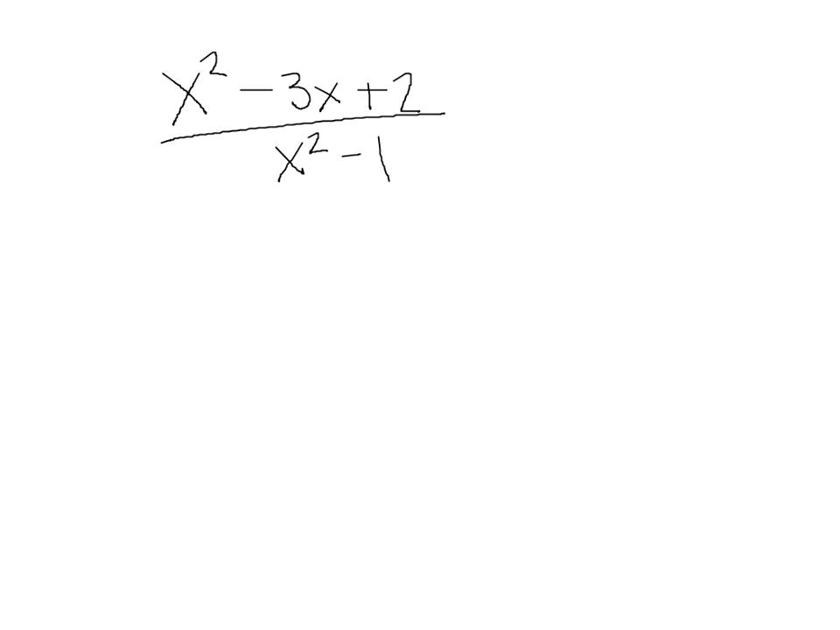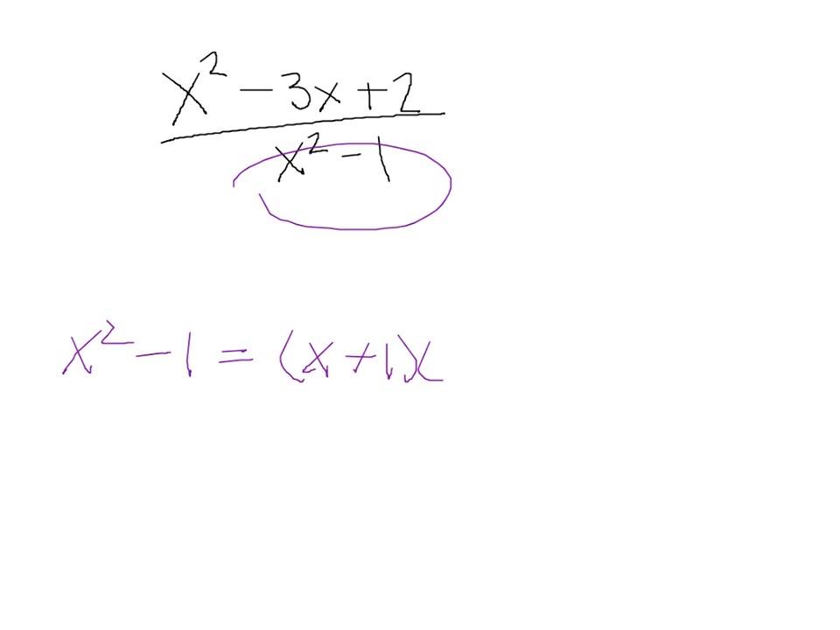All right, same thing here. I look at the denominator. It's a difference of squares. So I get x plus 1 and x minus 1. So x cannot be 1 or minus 1, because if x is 1, I divide by 0. If x is negative 1, I divide by 0. So x can't be 1 or minus 1.